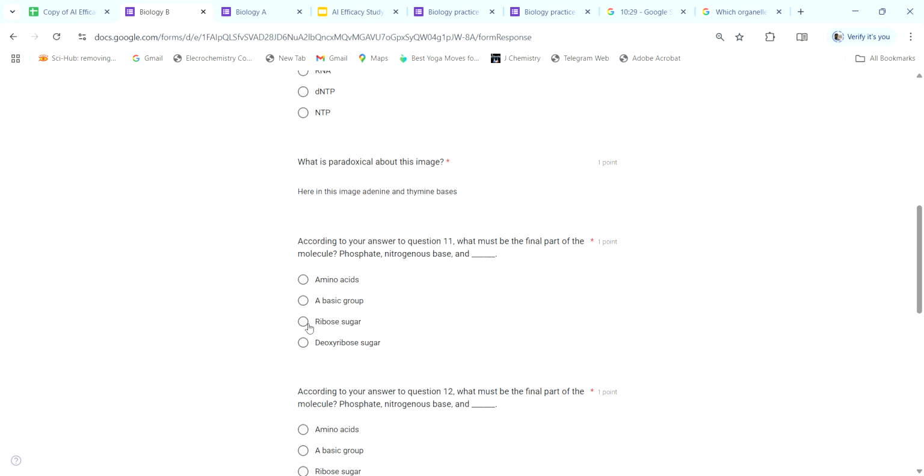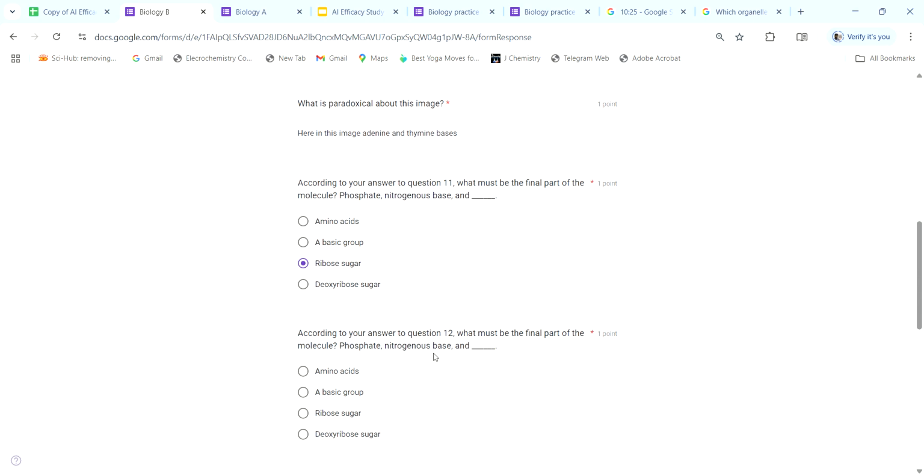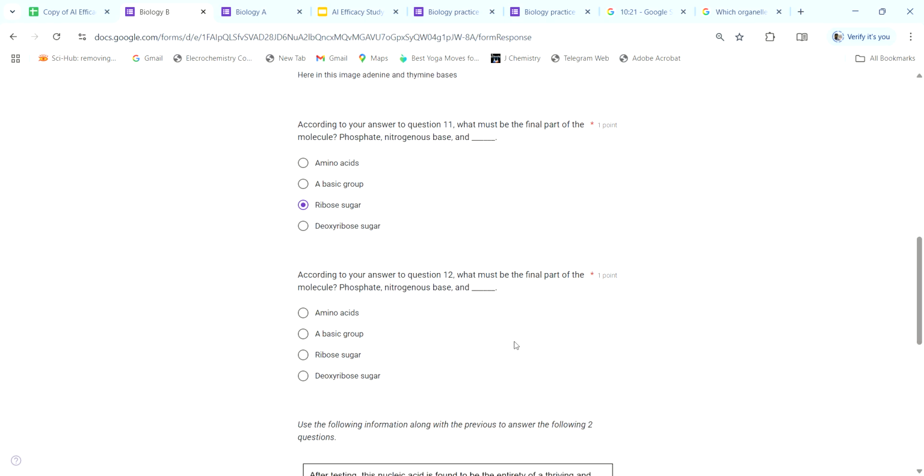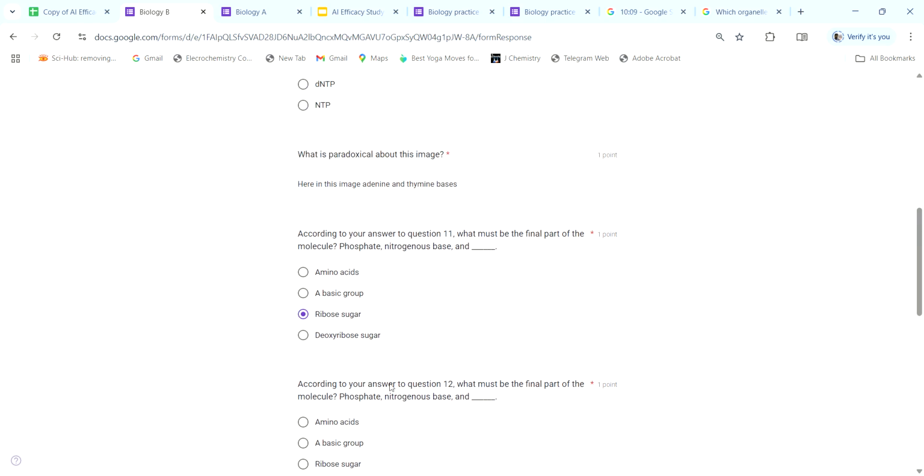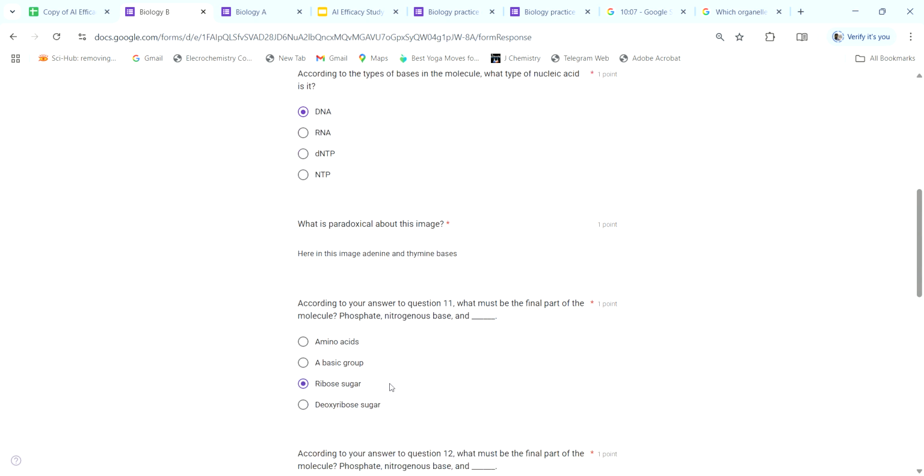According to your answer to question 12, what must be the final part of the molecule? Phosphate, nitrogenous base, and amino acids, a basic group, ribose sugar or deoxyribose sugar. So answer 12 is DNA. DNA contains deoxyribose sugar, so it should be D.